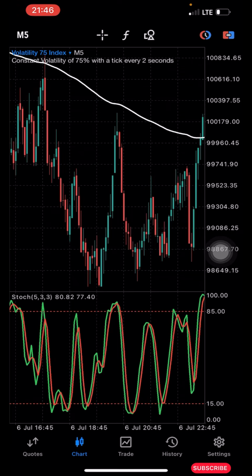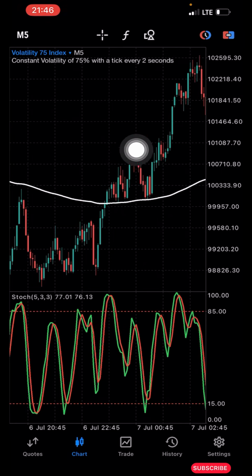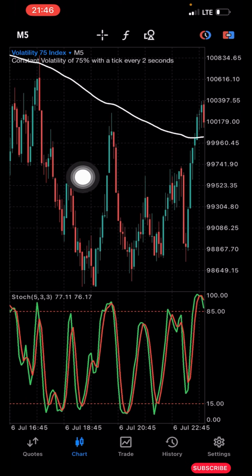Now I will explain how the strategy works, and after that I will share the setup. Here on the 5 minutes time frame, this is how you do your analysis before you take entry. First, the white line here is the 200 moving average. Whenever price is above it, you look for buy trades only, and whenever price is below it, you look for sell trades only. It's as simple as that.